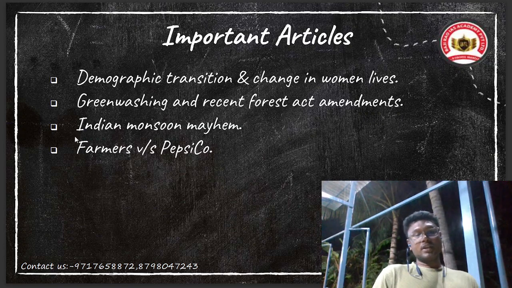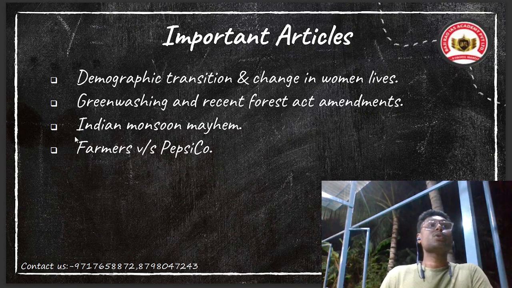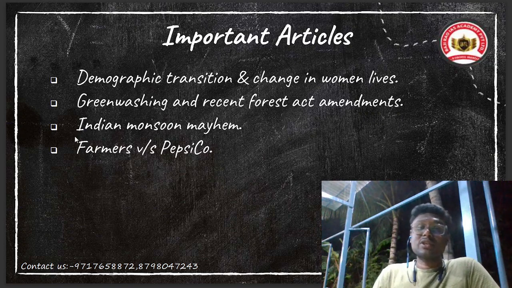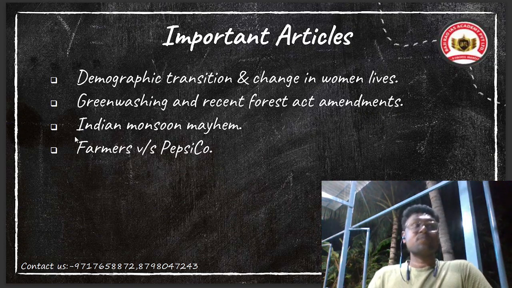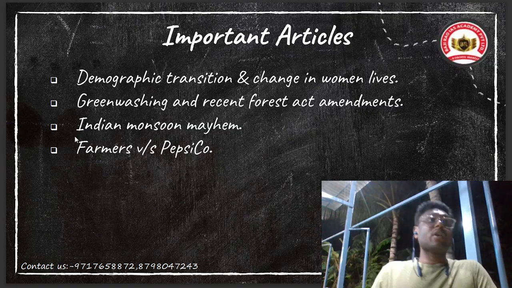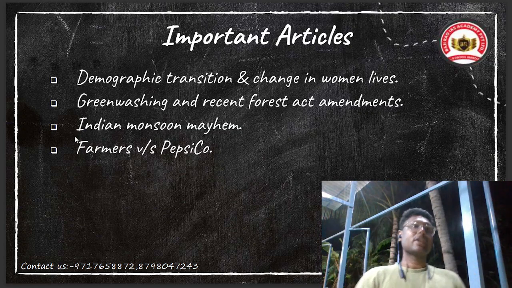Okay guys, and the third article is Indian monsoon mayhem. You all know, guys, North India has been facing the humongous task of overcoming this monsoon rain. Many places are having floods, landslides, and even many people lost their lives and livelihoods. We will look into the article: what has been affecting the Indian monsoon, what are the factors behind it, how global warming is impacting the monsoon.